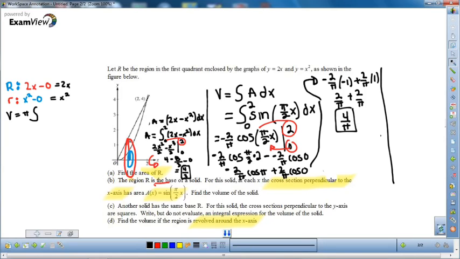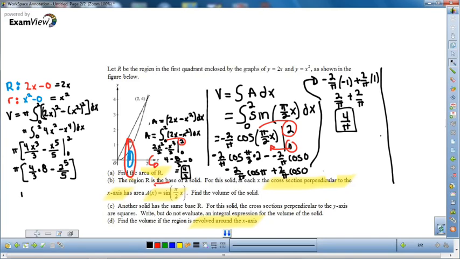So my volume is going to be pi r squared, because that's the area of a circle. So it's going to be the big radius squared minus the small radius squared, from 0 to 2. If I take the antiderivative, I end up with 64/15 pi.